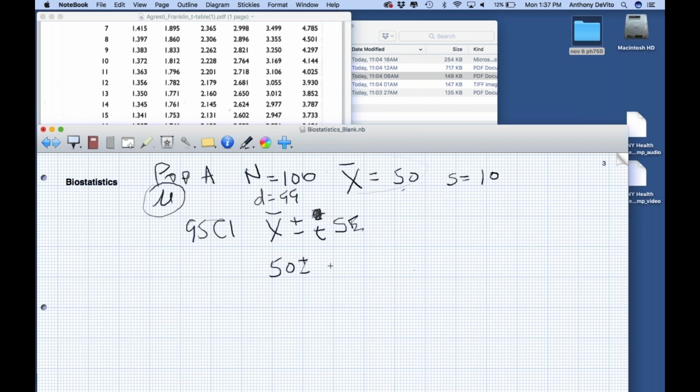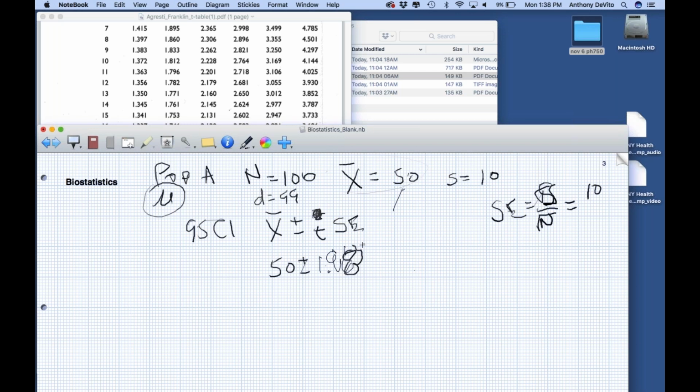So I'm going to say 50 plus or minus 1.98 times my standard error. Well, what's my standard error equal to? My standard error is equal to sigma over the square root of the sample size. But I don't know what sigma is, so I have to use S instead, over the square root of n. Whoops, my pen's going a little wacky here. 1.984, yes, you're right. I'm going to call it 1.98.